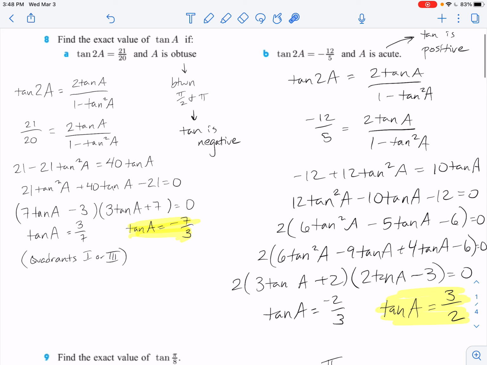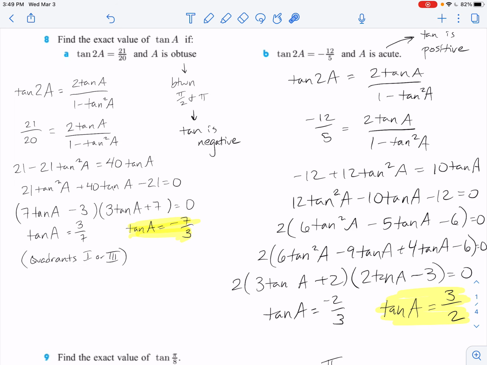Okay, so find the exact value of tangent. They're telling us that tangent of 2a is equal to 21 over 20. And they're telling us that a is obtuse, which tells me I'm in quadrant 2, and therefore tangent has to be negative. So what I can do is use the formula that I know from my double angle formulas, plug in tangent of 2a, cross multiply, and then pause the video here and check to make sure that you agree with all of this.